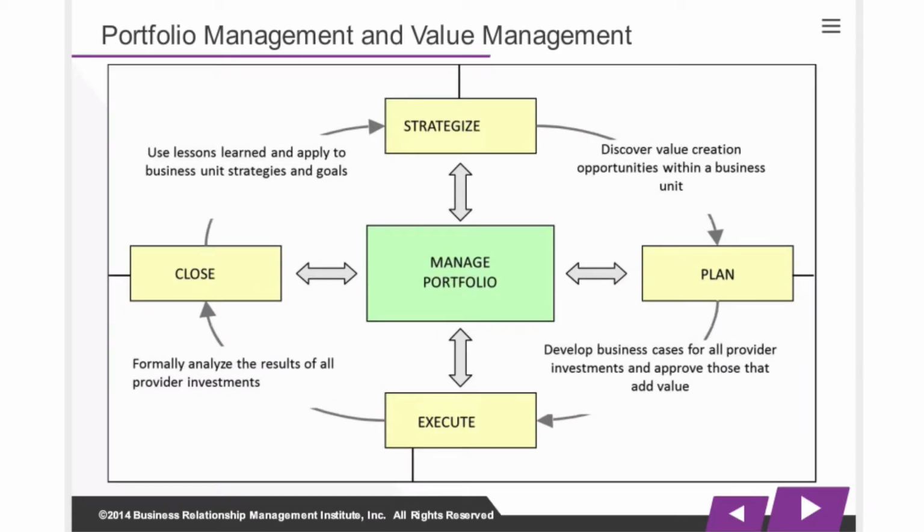The diagram on the screen represents how portfolio management is central to value management. The portfolio allocation decisions represent business strategic intent. Click on the elements of the diagram to get more information.